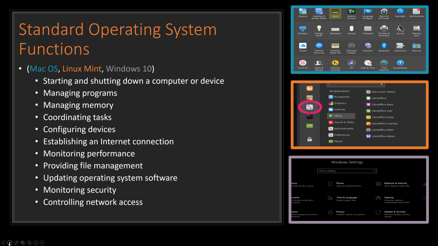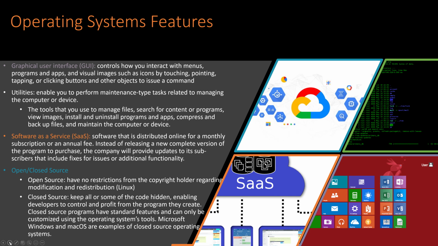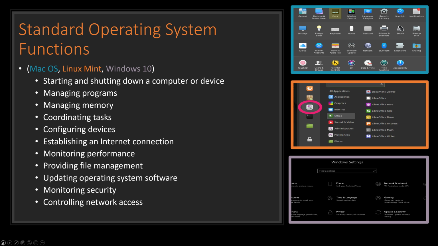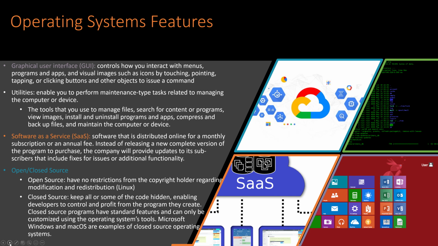We can update the operating system, so if there's security flaws, it can be updated. We can look at monitoring security, and then of course, controlling network access. Maybe there's a computer that we don't want to actually put on the internet. Now let me go back here real quick. You notice here I give you an example of what the system functionalities are for Mac, system functionalities for Linux Mint, and system functionalities for Windows.